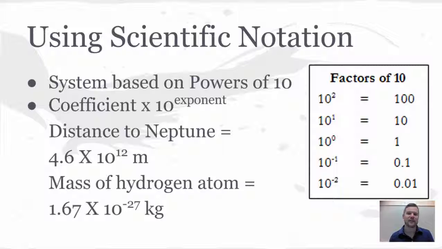So to use scientific notation, it's based off of powers of 10. 10 squared is equal to 100. 10 to the 0 is equal to 1. 10 to the negative 1 is equal to 0.1. You can see that there. And it's a system of a coefficient times a power of 10 with an exponent that's either positive or negative. And if we apply that scientific notation system to the distance of Neptune and the mass of hydrogen, those numbers become much more manageable, and it's much less likely that you're going to make a mistake.